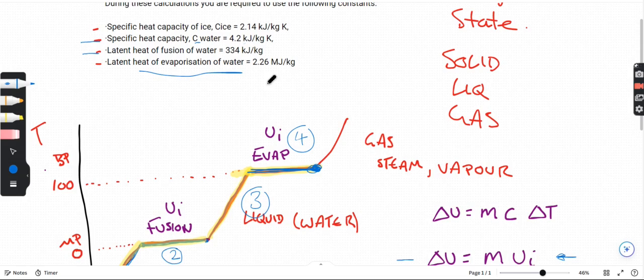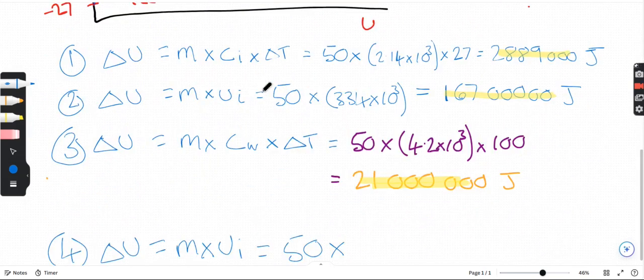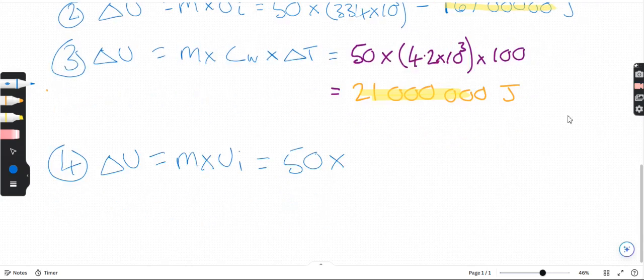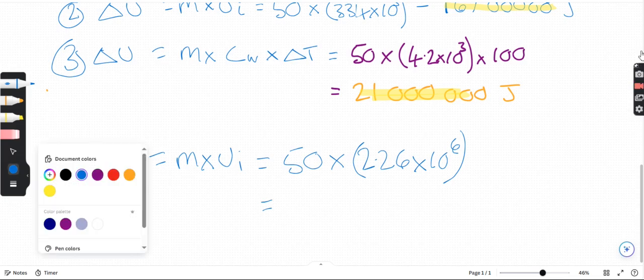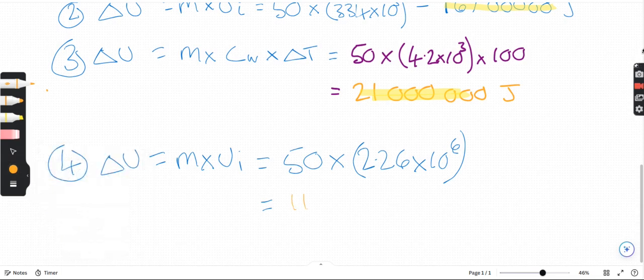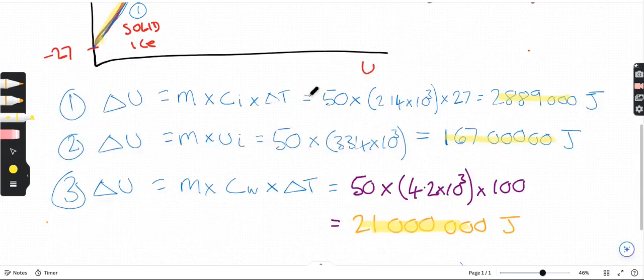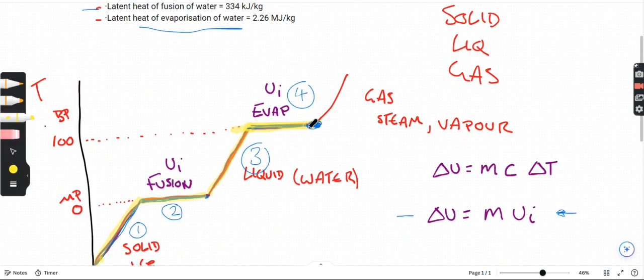If you ever leave a kettle on and the switch doesn't work properly, off goes the water and you'll have no water left. So 2.26 mega. I've got to times this now by 2.26 mega, 10 to the 6. Put that in your calculator, you're going to get a big number now. You're going to get something like 113,000,000 joules. That's how much energy we need to fully evaporate, or turn this water into steam.